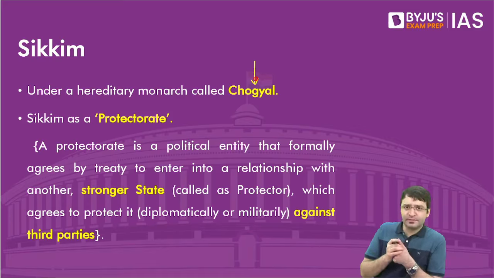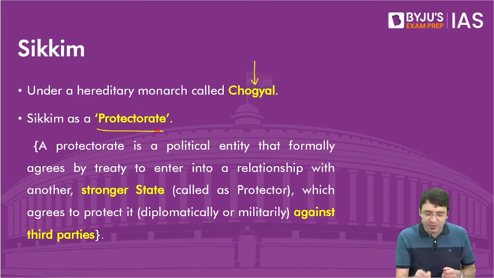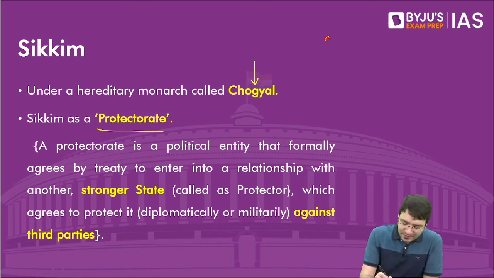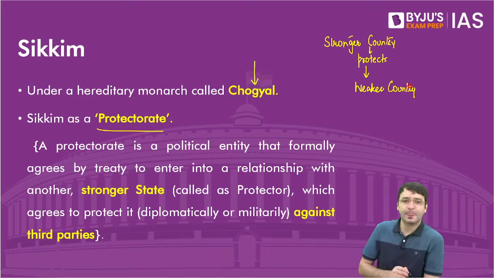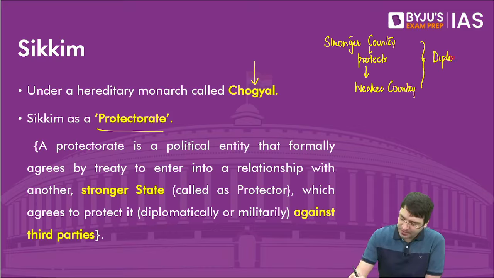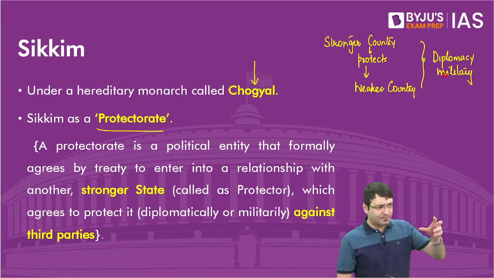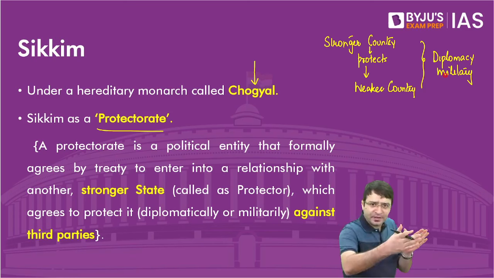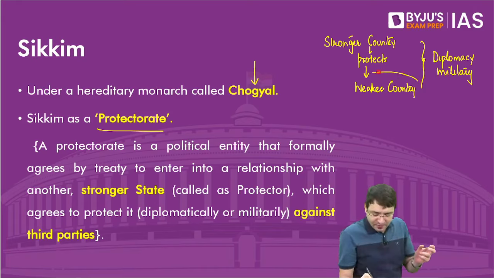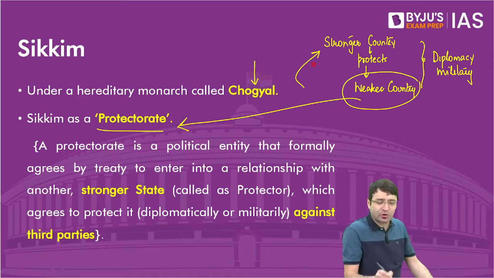In 1947, when India gained independence, Sikkim, under this institution of monarchy known as Chogyal, decided to have an agreement with India. Under this agreement, Sikkim became the protectorate of India. What is a protectorate? Here is a stronger country. This stronger country protects a weaker country. How? Through diplomacy, through military strength. For example, in 1947, Chogyal and the government of India entered into an agreement under which Sikkim, a weaker country, became the protectorate of a stronger country known as India.